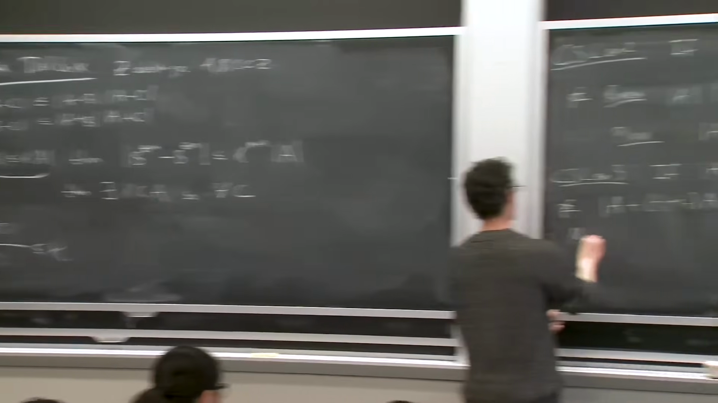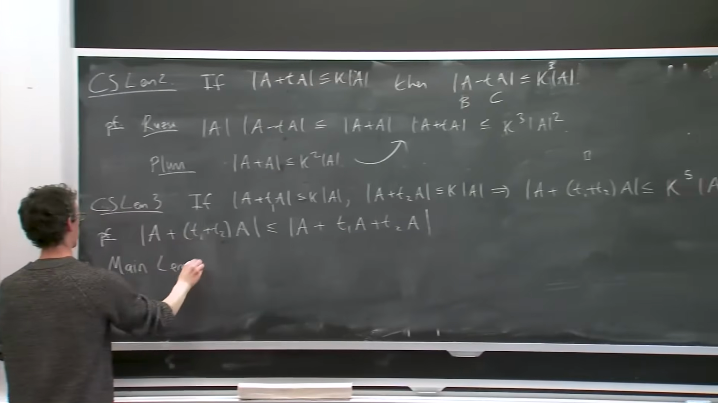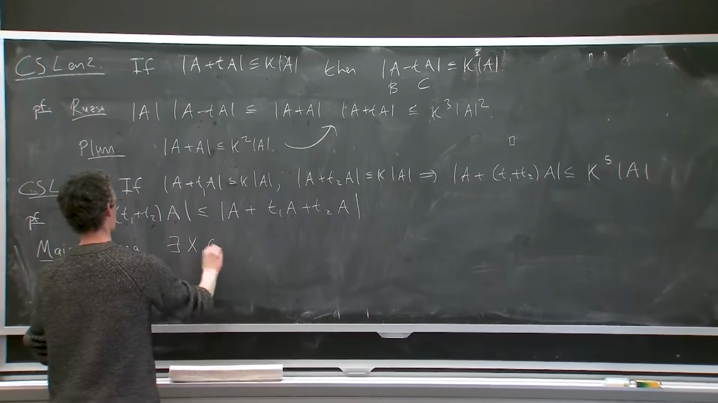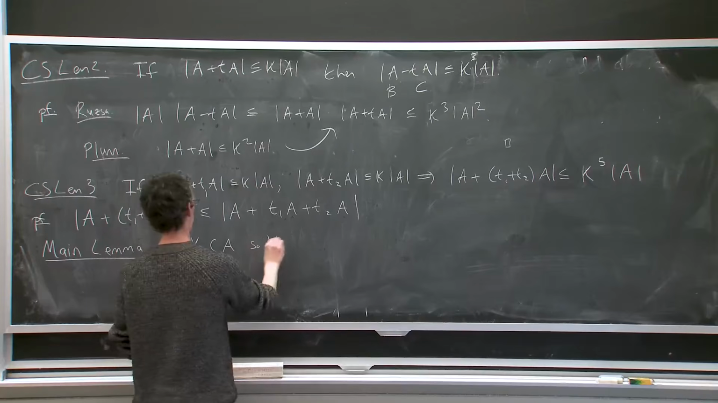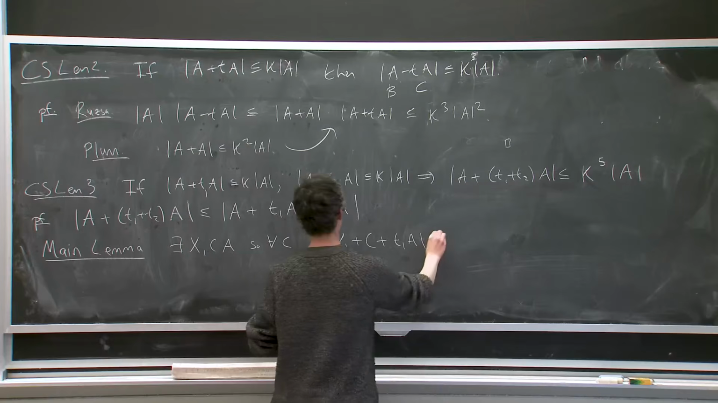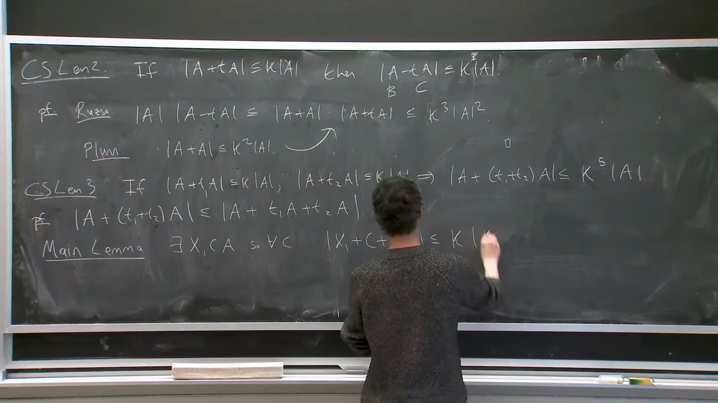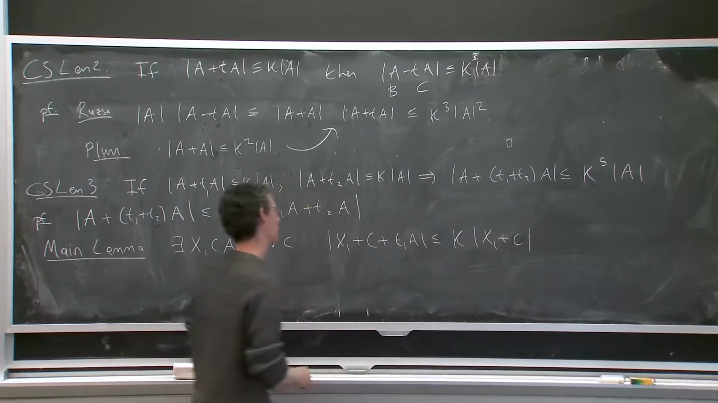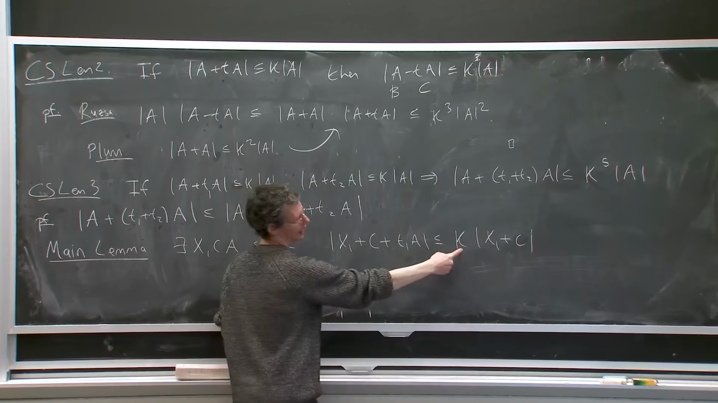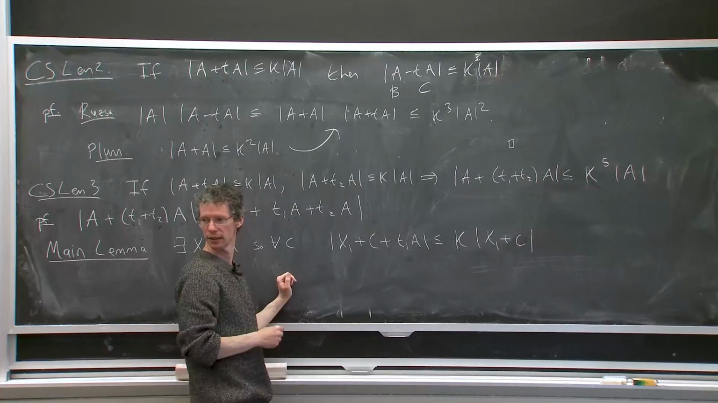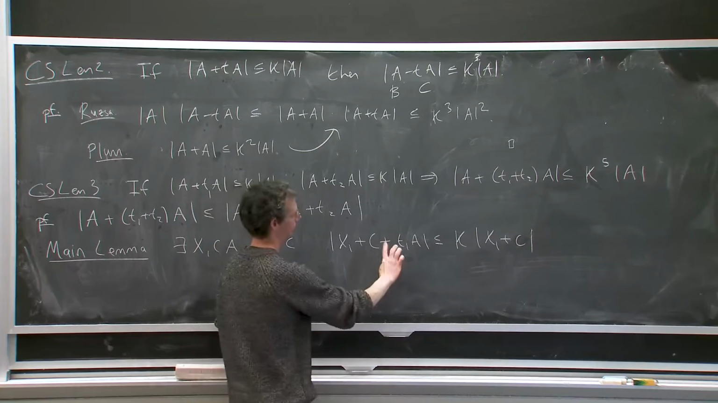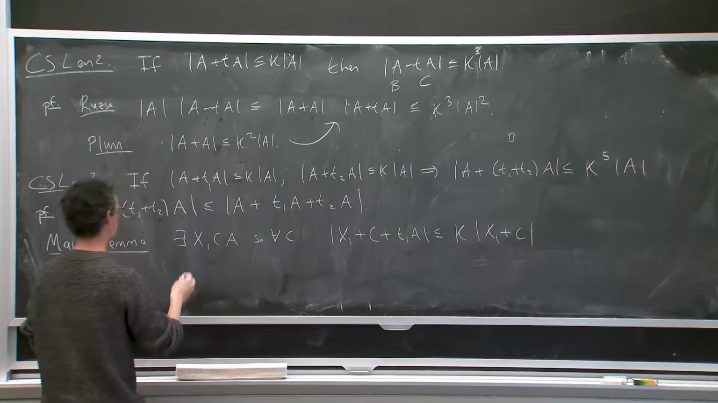So we'll have the main lemma. It tells us that there is some set x1 in A, so that for every c, x1 plus c plus T1A is bounded by k times x1 plus c. Whenever you see a sum like this, you can remove this plus T1A, and it only slightly increases the size of the set. And same for x2.